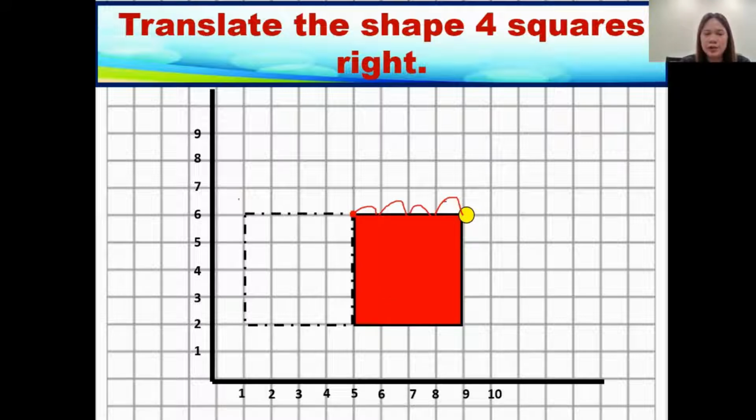Without moving all the corners, I just move 1. If you want to move this corner also, you count 1, 2, 3, 4. It will go here. The same thing with this, 1, 2, 3, 4, it will go there. So it depends on you if you want to move all the corners one by one or just move one corner, but make sure you draw the shape according to the number of squares.